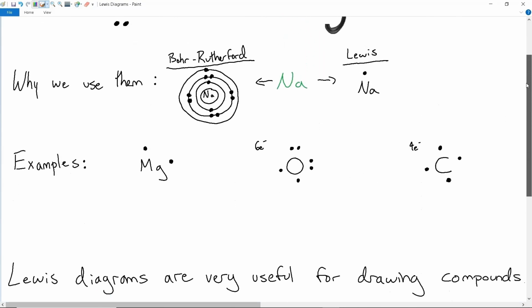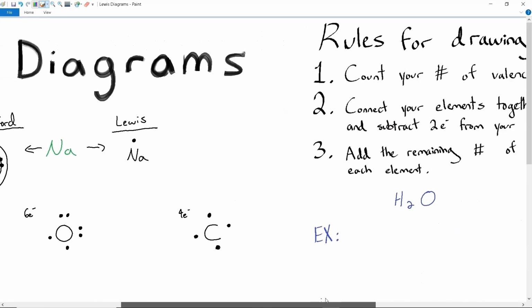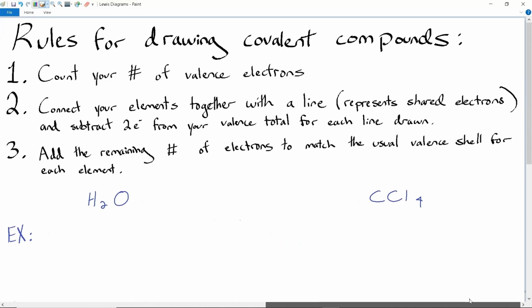Let's move on to some more complicated covalent compounds, because there are a couple of rules that we need to follow when we're dealing with compounds that contain different elements. Rule number 1, just count your number of valence electrons. Let's use water as an example to run through all of our rules. So I'm just going to count how many valence electrons I have.